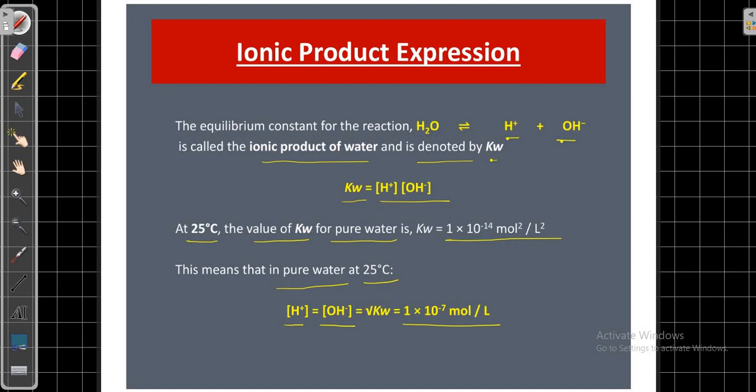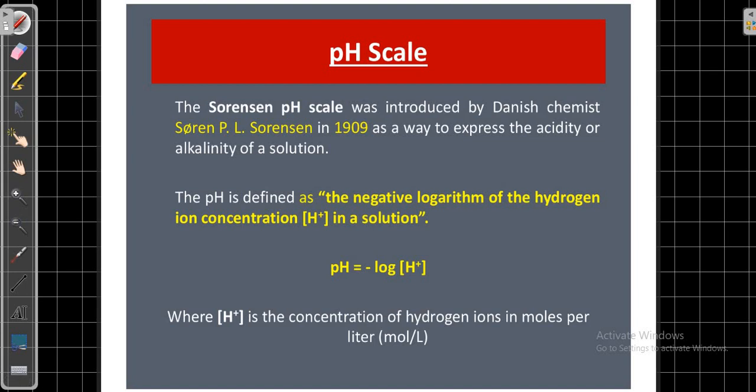So let's see the concept of pH and we will calculate the pH of water from there. So here is the pH scale. What is the pH scale? The pH scale was introduced by a Danish chemist, Søren P.L. Sørensen, in 1909. This scale was devised by Sørensen. This question can be asked in your examination: who devised or who introduced the pH scale? So P.L. Sørensen introduced the pH scale in 1909 as a way to express the acidity or alkalinity of a solution.